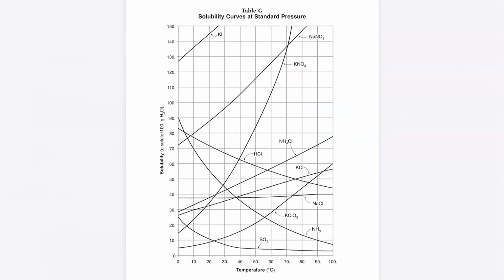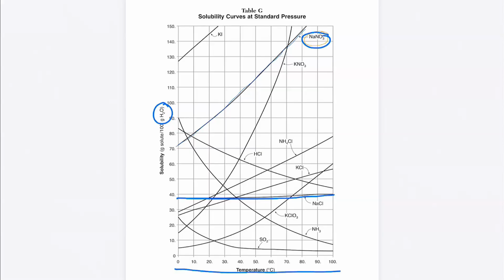So here is Table G in all of its glory. We can see sodium nitrate has this curve right here as I write over it. And then we have sodium chloride, NaCl, which has this curve. All right, and you could see at these grams here, sodium nitrate at every single temperature in 100 grams of water is more soluble, right?